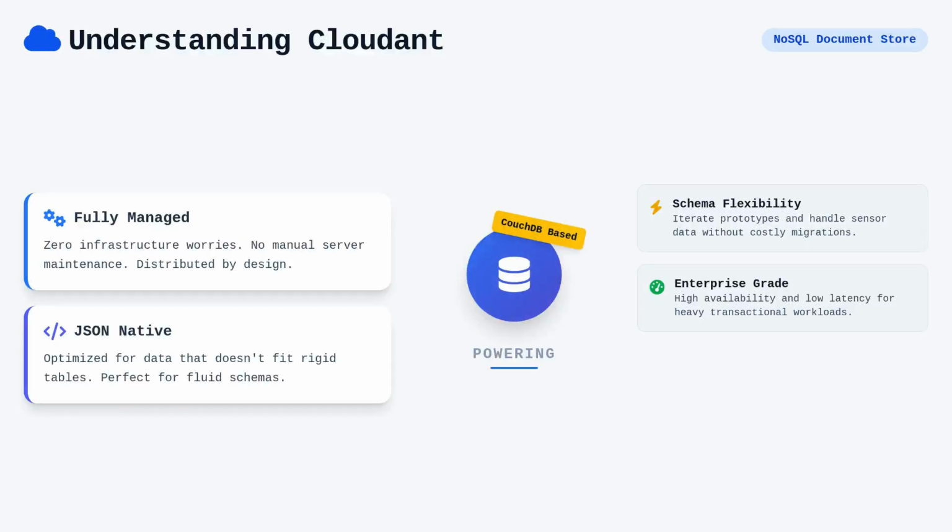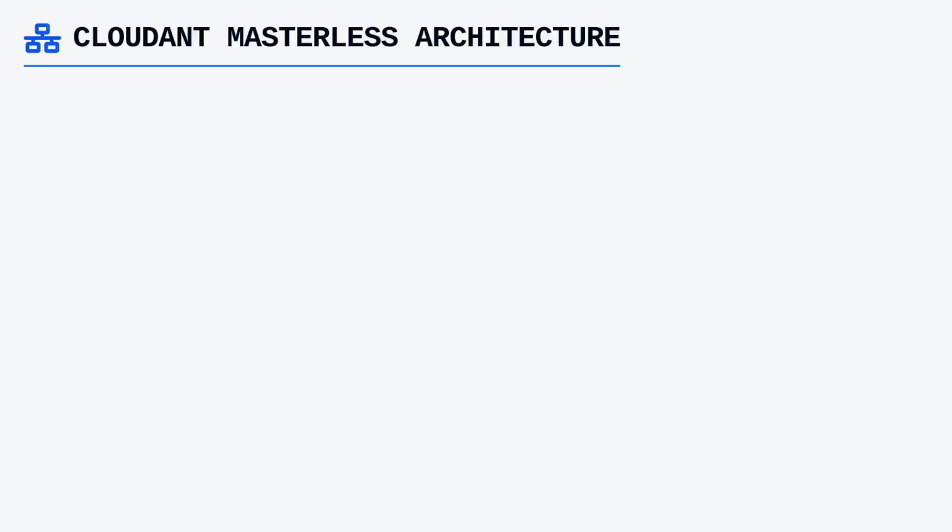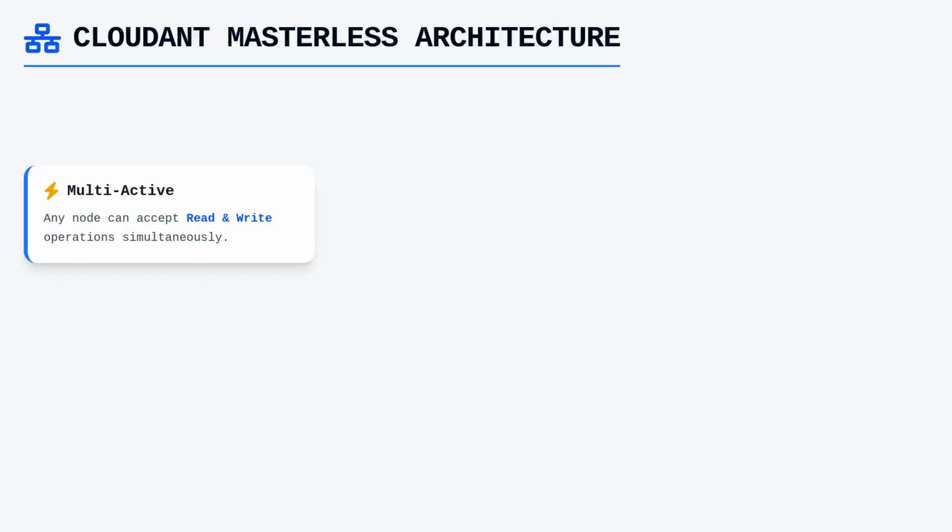The database is built on the Apache CouchDB architecture, which introduces the concept of a masterless replication model that is significantly different from the primary replica models you might be used to in other engines. The masterless architecture is one of the most critical aspects of Cloudant because it allows for multi-active configurations where any node in a cluster can accept both read and write operations.